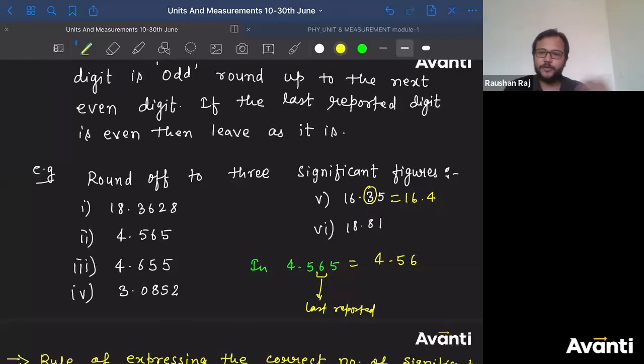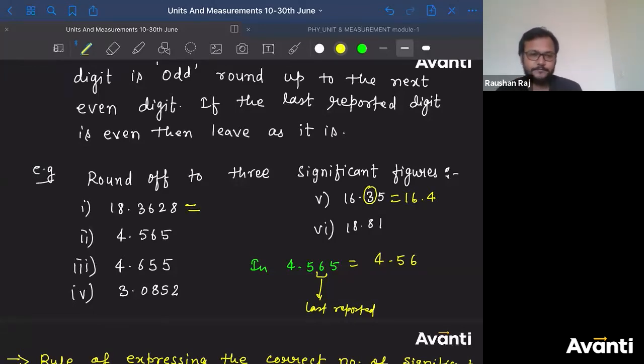समझ में आया क्या? विनायक, तो उसको बढ़ा दो, 1 से बढ़ा दो, ऑड करो तो 0 क्या हो जाएगा? 17.0 हो जाएगा. विनायक got it? That will become 17.0. All right. चलो, now tell me the answer in this question. 18.3628. What will be the answer?